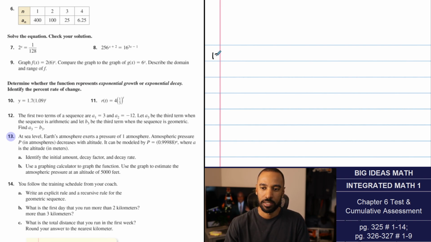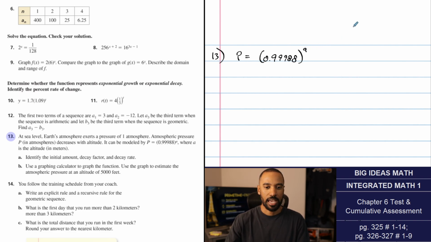I probably have to write that. 1 times 0.99988 to the A power, where A is the altitude in meters. So as the altitude increases, you get slight change in P, which is the atmospheric pressure. Identify the initial amount, decay factor, and decay rate.